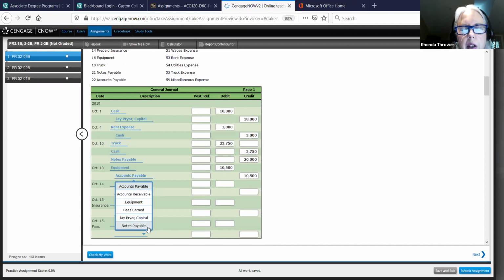Notes payable carries interest with it. So if we have to pay back interest on this equipment that we purchased, it would be a note that we would have recorded. And in our transaction, they would have told us that there was a note. In this case, they did not, so I chose accounts payable, and that's the correct amount that you would use for the October 13th transaction.